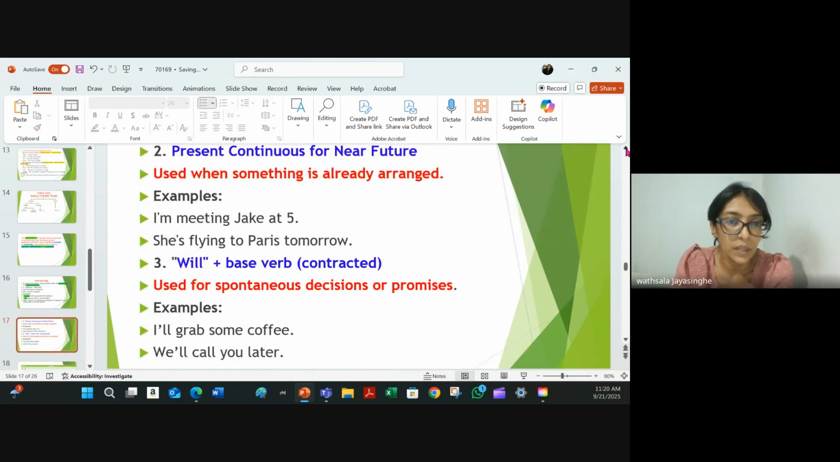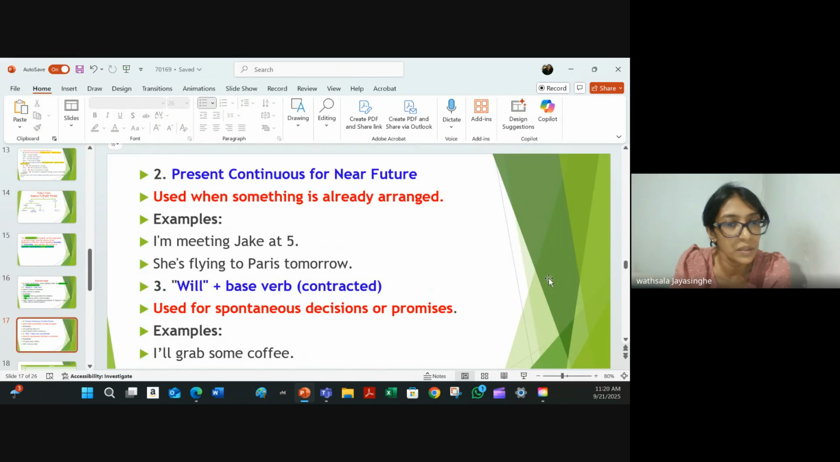Second, the present continuous, used for the near future. We can use it when something is already arranged. Example, I am meeting Jake at 5. She's flying to Paris tomorrow.